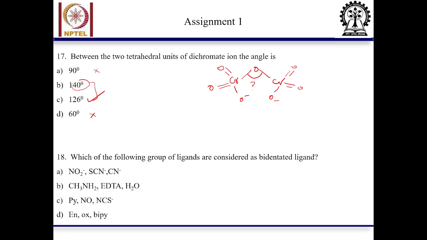Next question. Which of the following groups of ligands are considered bidentate ligands? N3 minus, SCN minus, CN minus, methylamine, EDTA, water, pyridine, NO, NCS minus, en, ox, bipy. So en is ethylene diamine, ox is oxalate, bipy is bipyridine.